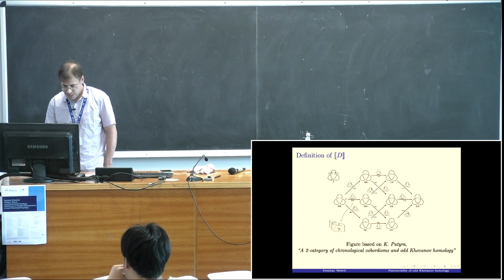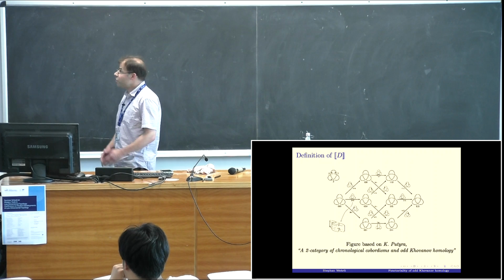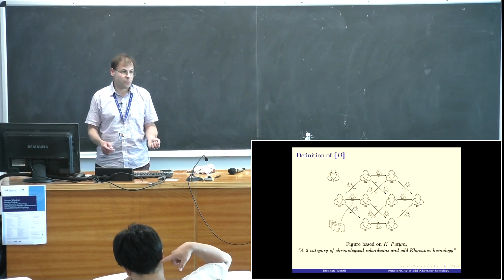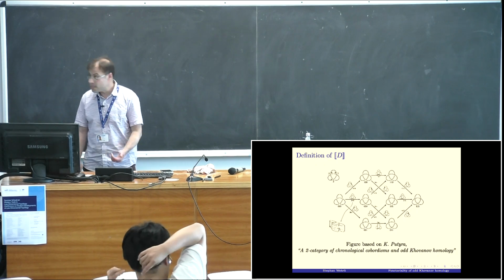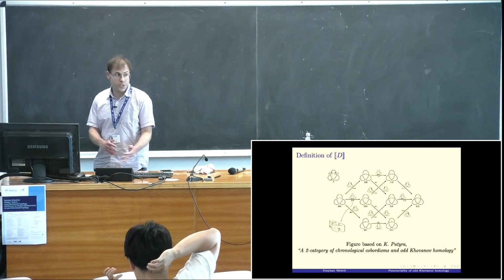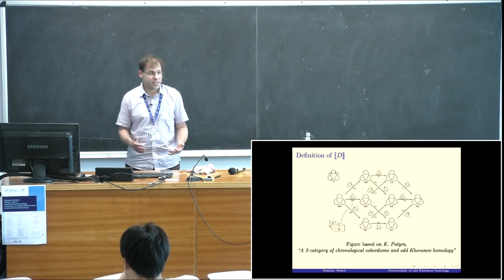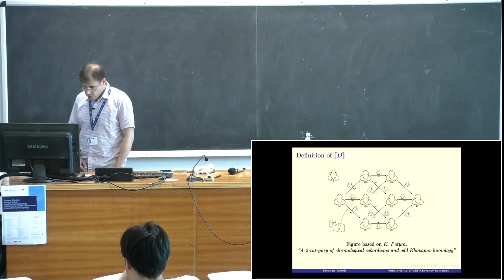So for example, this arrow here corresponds to this chronological saddle cobordism. And of course, if you have any two-dimensional face in this cube, it corresponds to a pair of saddles. And so the relations in Putyra's category imply that each face either commutes or π-commutes. And of course, we want to get a chain complex, so we want squares to anti-commute. So how can we do this?